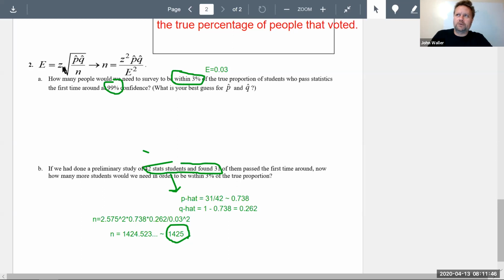All right, I don't know the z-score, right? But I can get that from the 99% confidence thing.